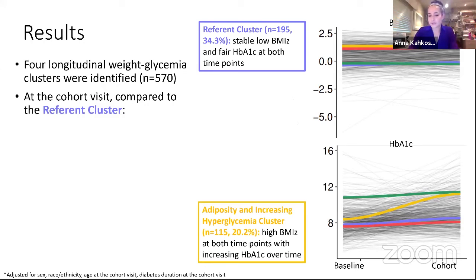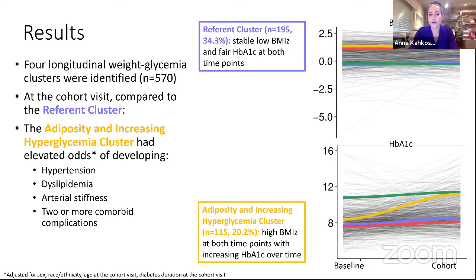The other group that was interesting is this yellow group. They had a high BMI Z at both time points with increasing A1C over time. You can see that here. And when we looked at the complications, that group had elevated odds of developing hypertension, dyslipidemia, arterial stiffness, as well as 2 or more comorbid complications.